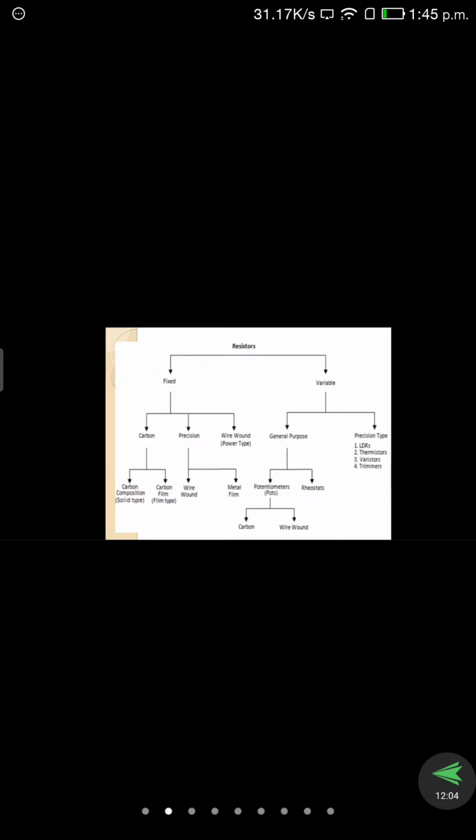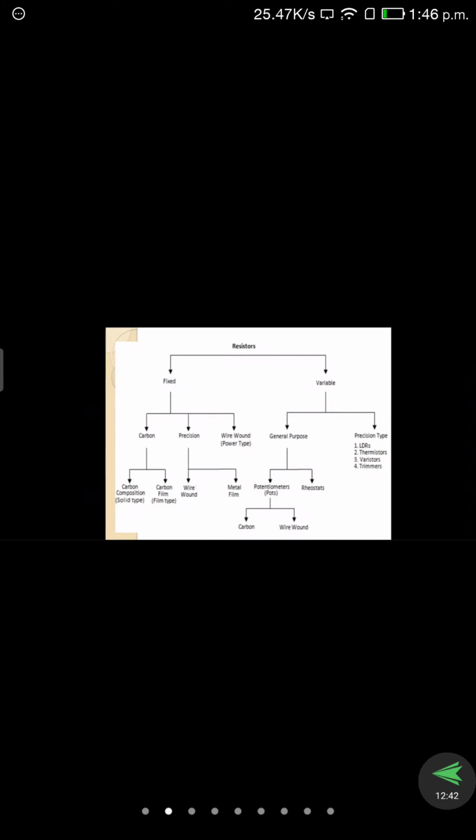Next, classifications. Classifications of resistors. So basically, the resistors are classified into two types. First one, fixed. Second one, variable. But generally, they are also classified into two types, linear and non-linear. But we are not going through the linear and non-linear concept. First, we discuss the basic classification related to linearity. So in case of linearity, they are classified into two types, fixed resistors and variable resistors.